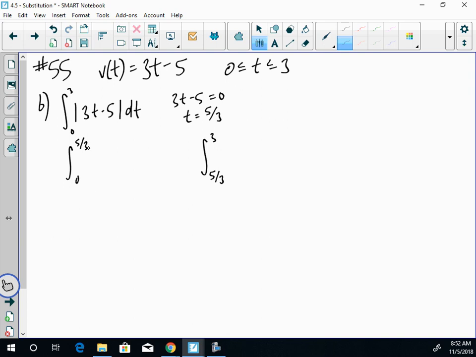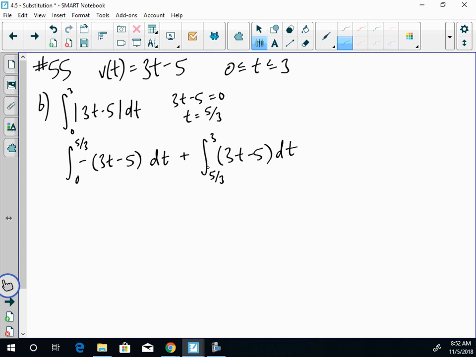And if I go 0 to 5/3, I'm just going to pick 1, positive or negative? Negative. So do you have to change the sign? Yes. So it'll be the opposite of 3t minus 5. And then from 5/3 to 3, we can pick 2, and it's positive, right? And just somehow you weren't getting the right answer, it sounds like, right?